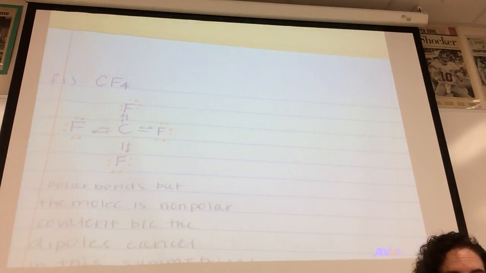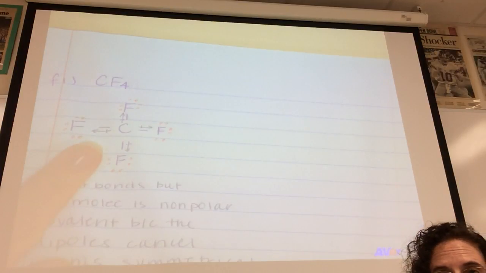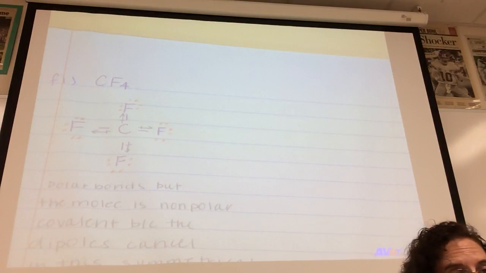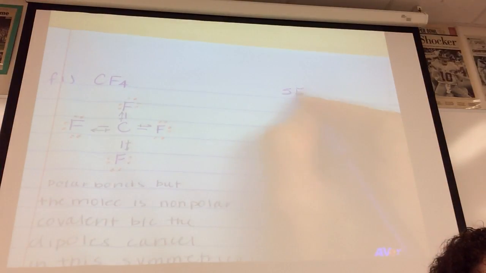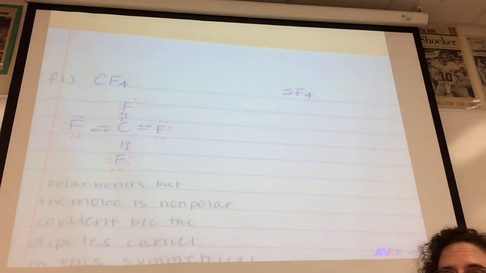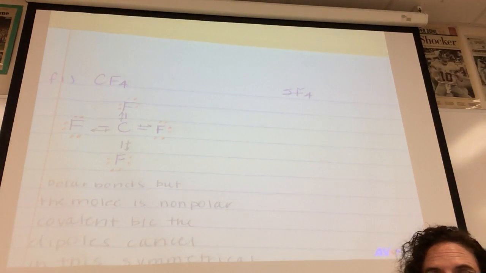Now, one question that was in your packet: this molecule is nonpolar covalent, so the net dipole is 0. But if you had sulfur tetrafluoride, that is a polar covalent molecule. Why would sulfur tetrafluoride be polar covalent? What's the difference between these two? Still polar bonds.